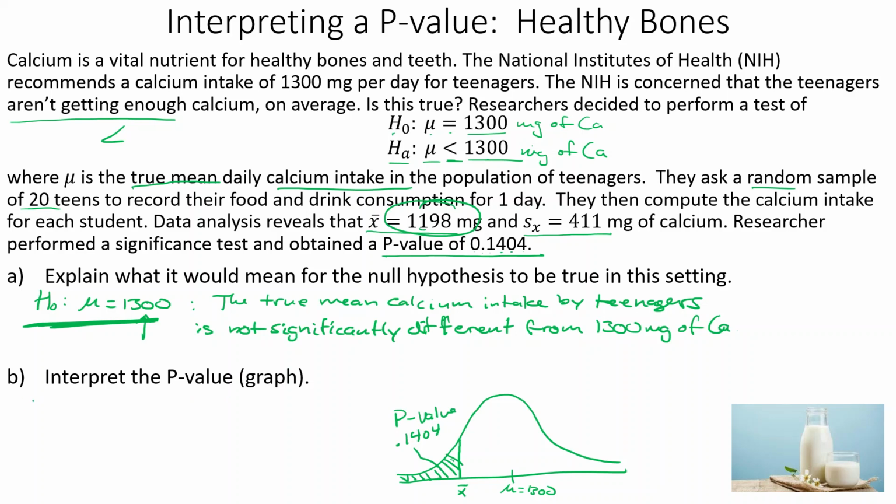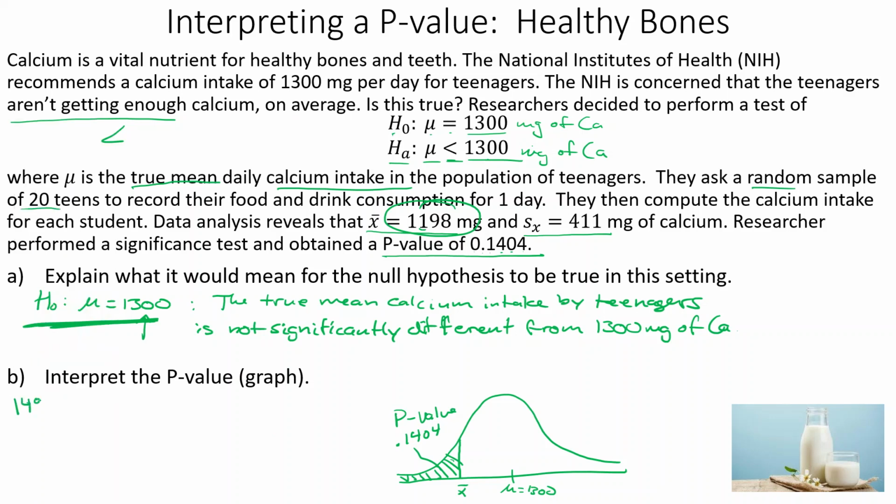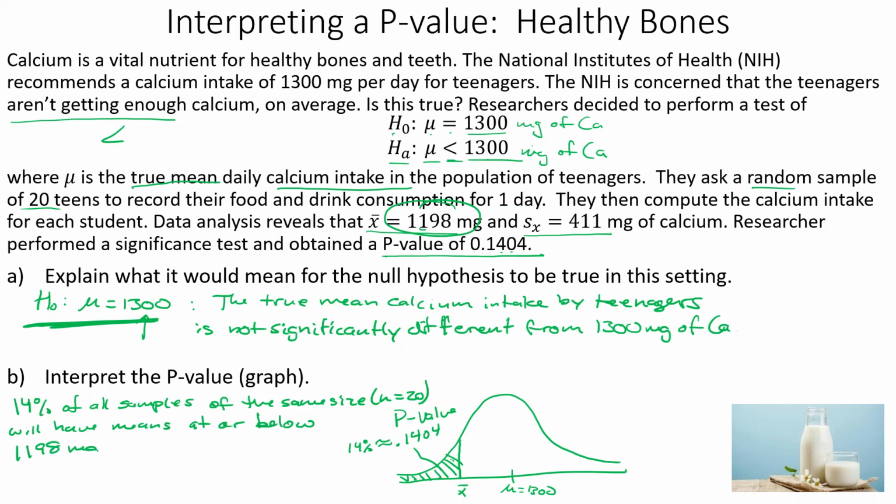So what does it mean in words? It means that roughly 14% of all samples of the same size, in this case it was 20, will have means at or below, because we're going less than, 1,198 milligrams of calcium. That's what that means.